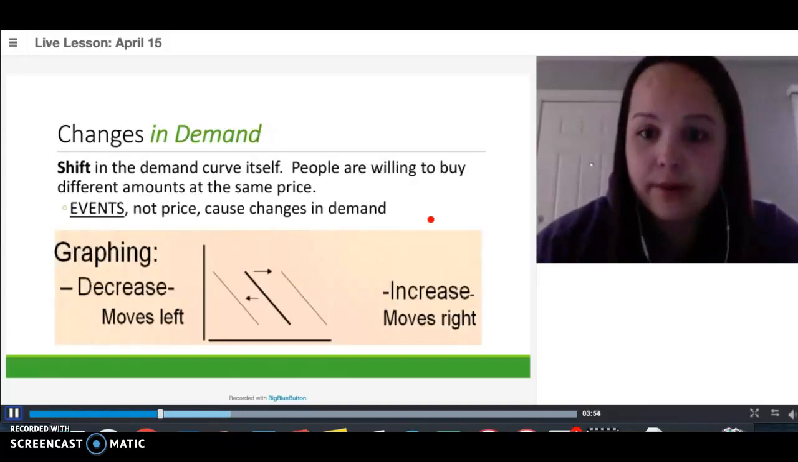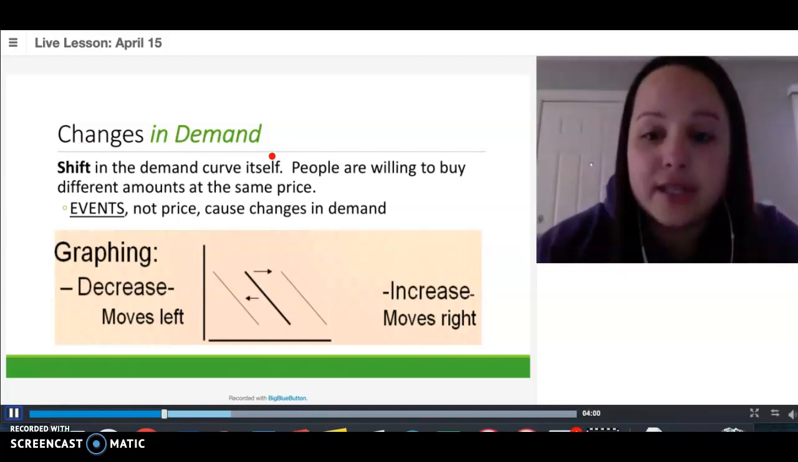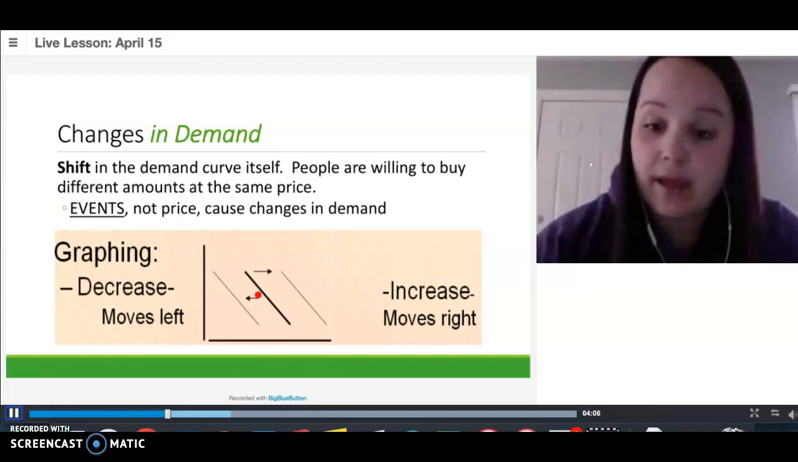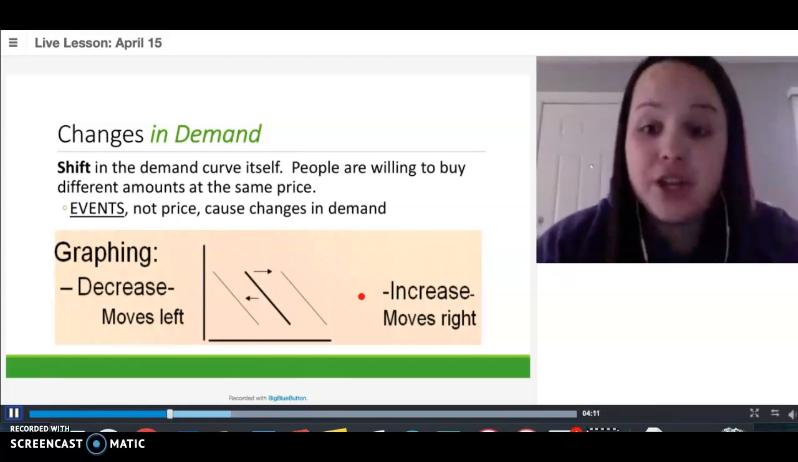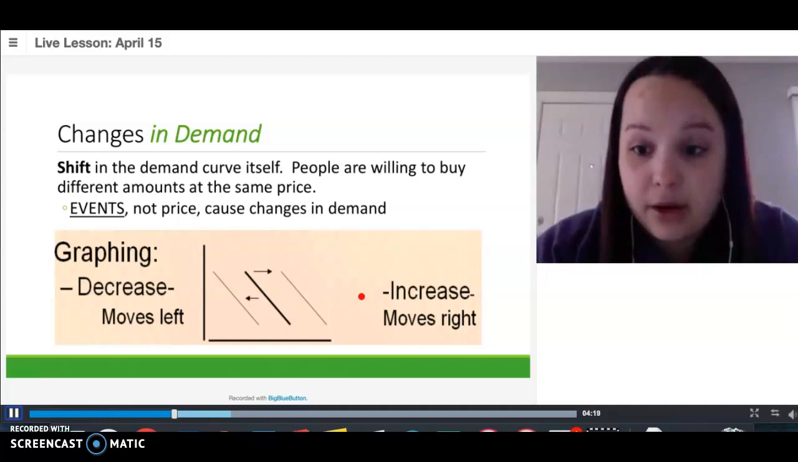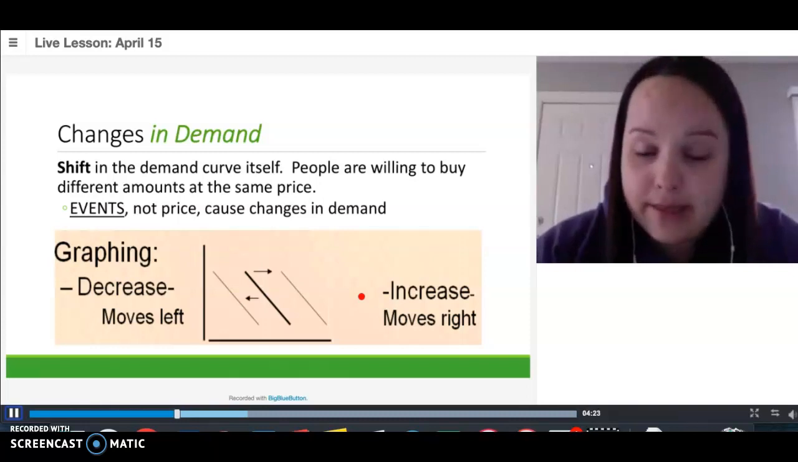So before we get to the determinants of demand, we need to understand the main idea of what our focus is today, which is looking at changes in demand overall. We're not moving along the curve today. We are essentially moving the curve today, as you can see from this graphic down here. So we're looking at a shift or a move of the demand curve itself. So whenever we're talking about changes in demand, this is moving the demand curve, and it shows that people are willing to buy different amounts at the same price.